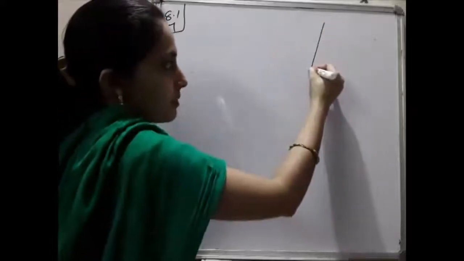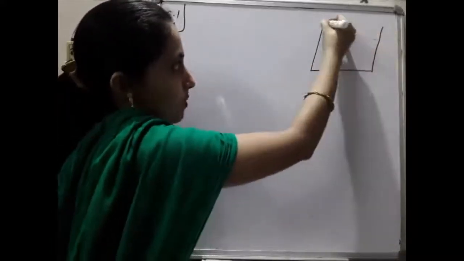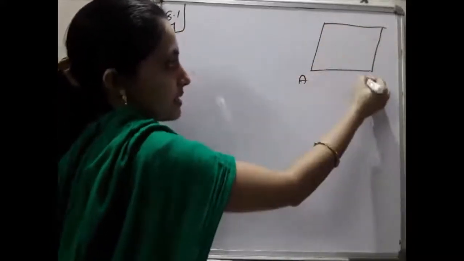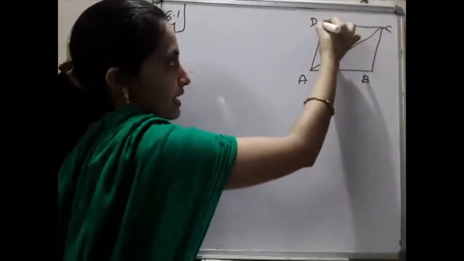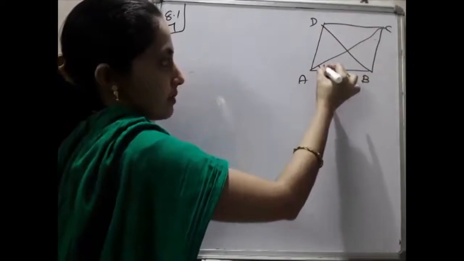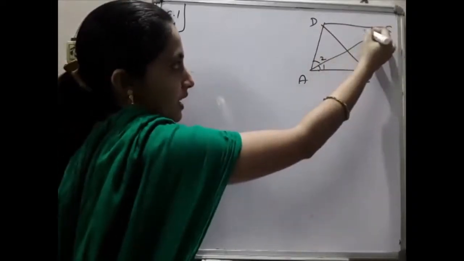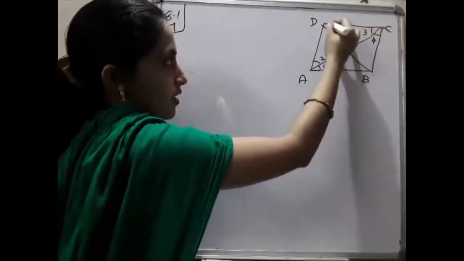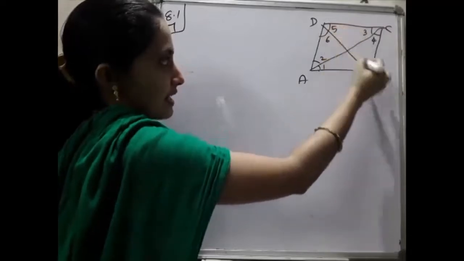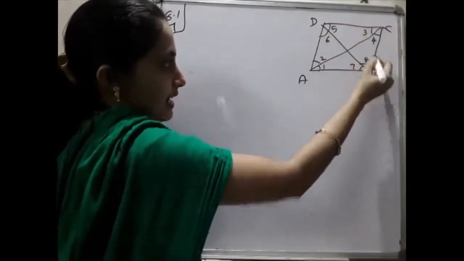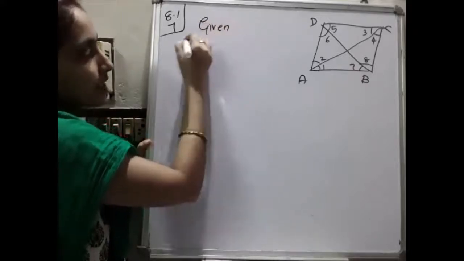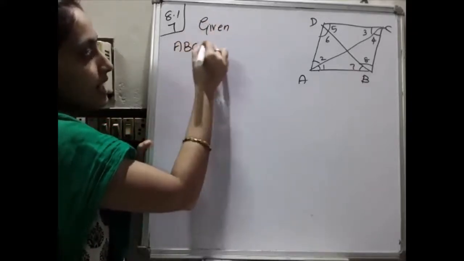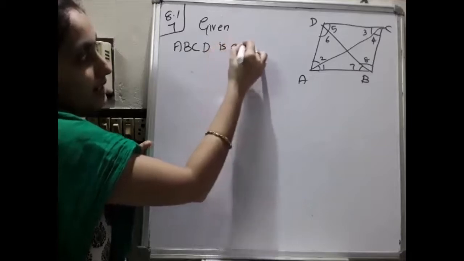Okay, listen here please. Given it is a rhombus, is it? So I'll mark A, B, C, D as rhombus, and I'll mark the diagonals. For the diagonals, we need numbers: angle 1, angle 2, angle 3, angle 4, and this is angle 5, this is angle 6, this is angle 7, and this is angle 8. Okay. So what is given in the question? ABCD is a rhombus. That is given in the question.